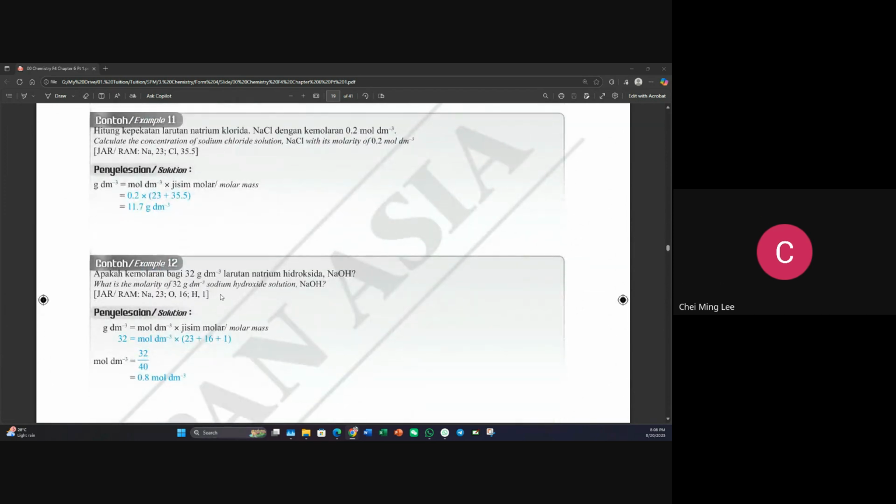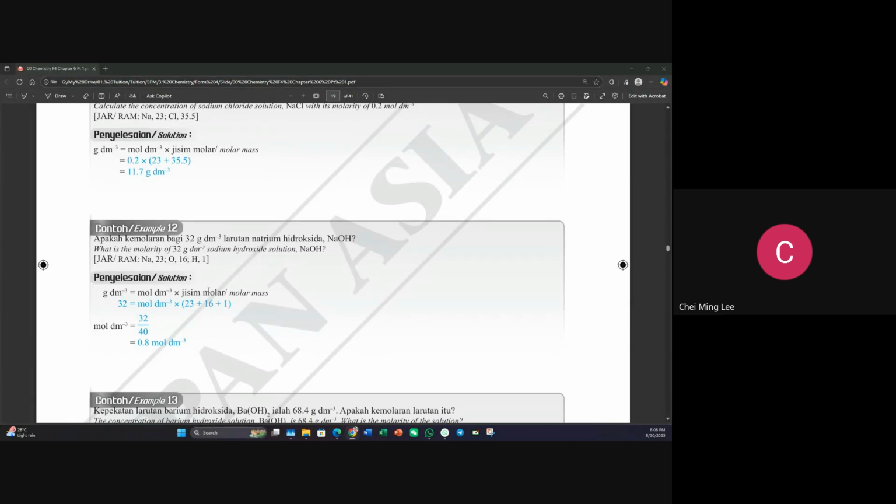Done? So the answer, let's see. What's the molality of 32 gram per dm cube sodium hydroxide solution? So to change, we use this one divided by the molar mass. The molar mass for NaOH will be 23 plus 16 plus 1, which is 40. So the mole per dm cube will become 32 over 40, which is 0.8 mole per dm cube.